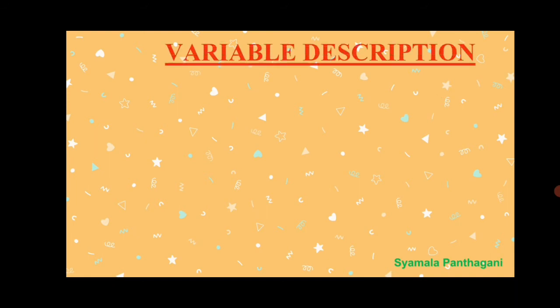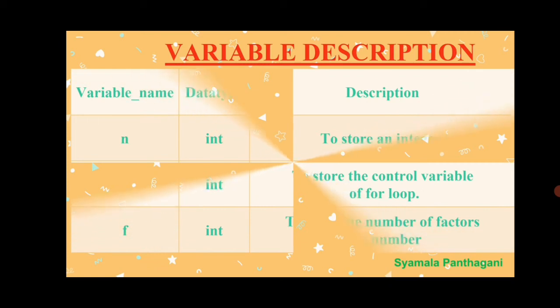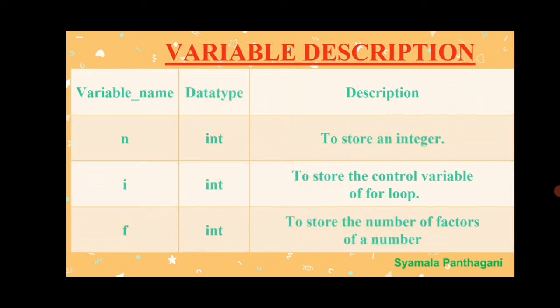Now, I would like to teach the variable description for this program. Students, draw this table with pen only. Don't draw this table with pencil. You may get minus marks if you use the pencil. That's why use pen and draw this table very neatly.